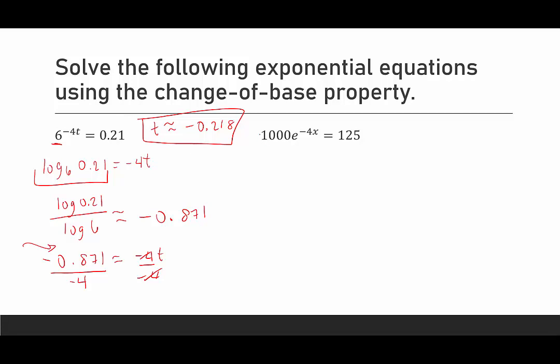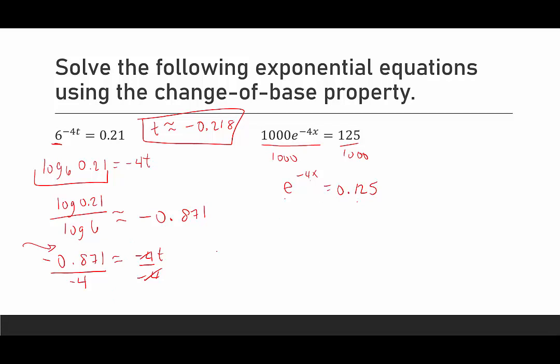And our last example, we're looking at base e, and e has a coefficient. We're going to divide both sides by 1,000. This gives us e to the negative 4x is equal to 125 thousandths, or 0.125. Now that I have it in exponential form, where I have my base, my exponent, and my argument, I can put this into logarithmic form. Last time I used log base 10, so this time I'm actually using the natural log.